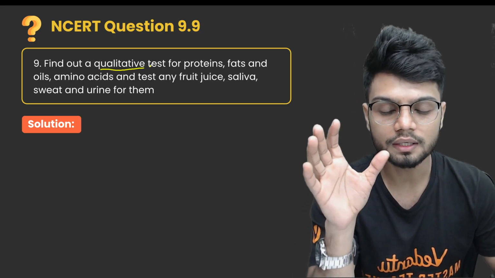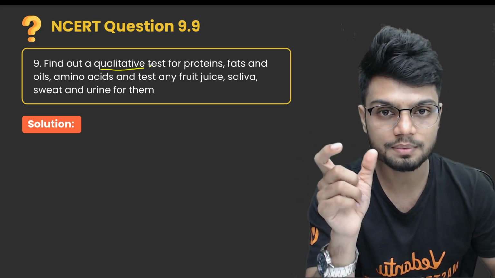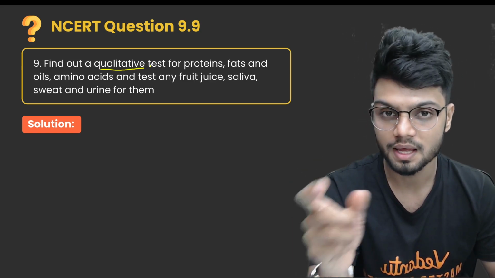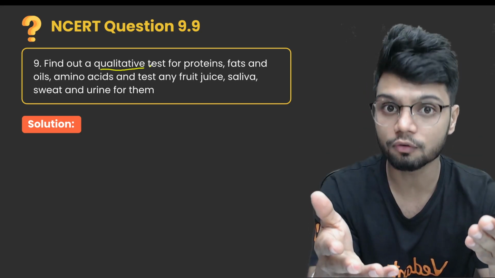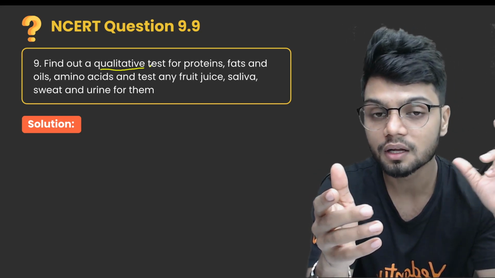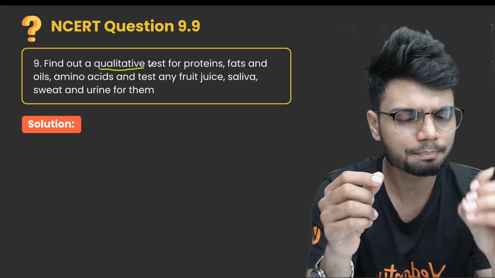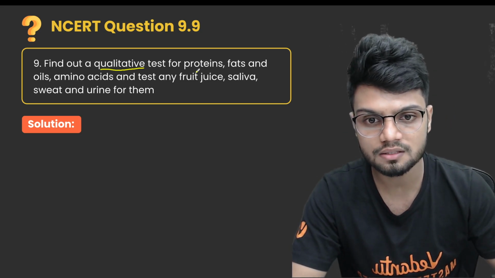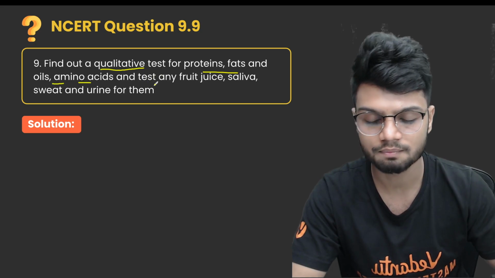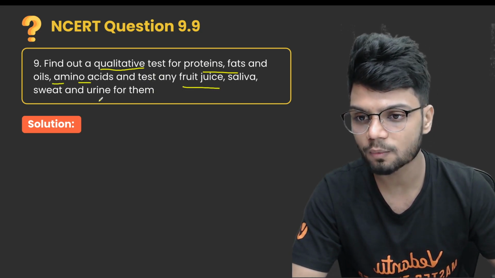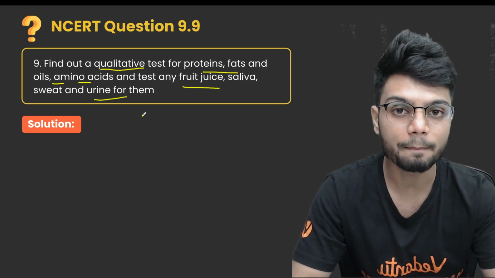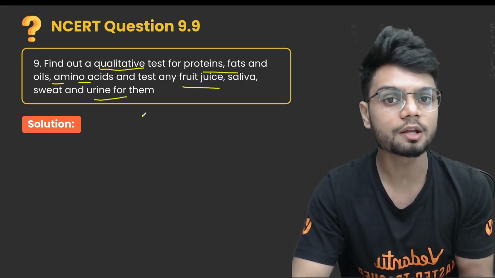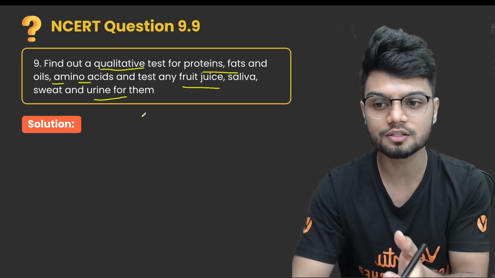A qualitative test merely shows if the particular substance has proteins, or fats, or amino acids. It does not show what amount of protein is there. The amount of protein comes under quantitative. Right now we are doing simple basic qualitative tests for proteins, fats as well as oils, and amino acids, and testing fruit juices, saliva, sweat and urine. We just find the presence of proteins, fats, oils and amino acids in fruit juices, saliva, sweat and urine.